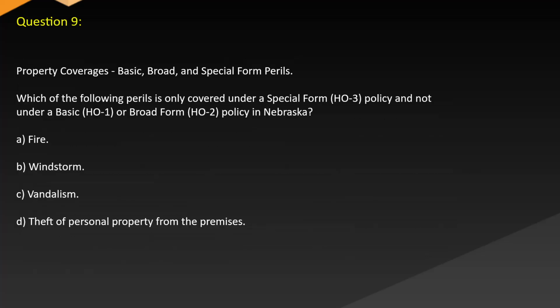Question 9. Property coverages. Basic, broad, and special form perils. Which of the following perils is only covered under a special form HO3 policy and not under a basic HO1 or broad form HO2 policy in Nebraska? A. Fire. B. Windstorm. C. Vandalism. D. Theft of personal property from the premises.